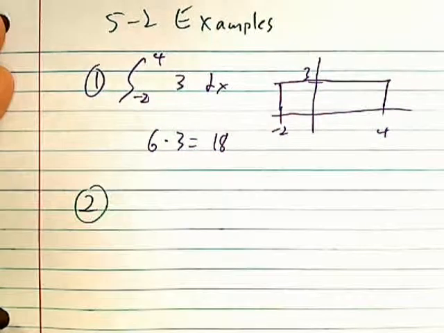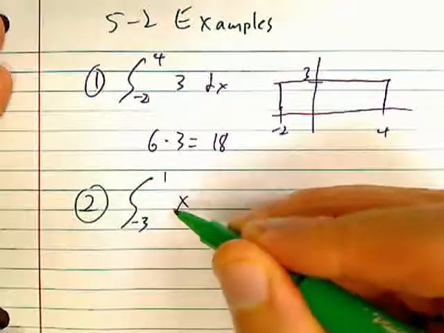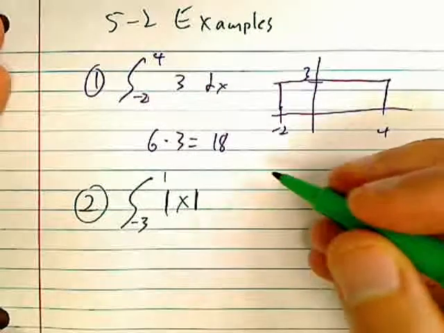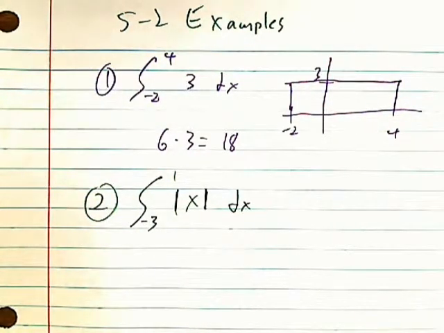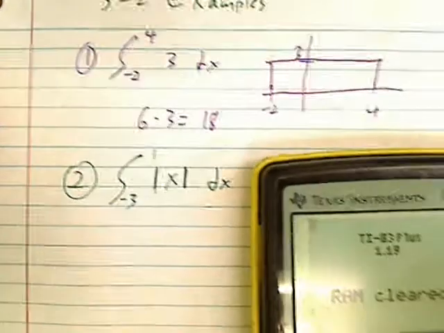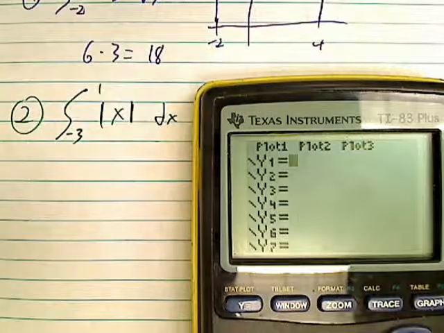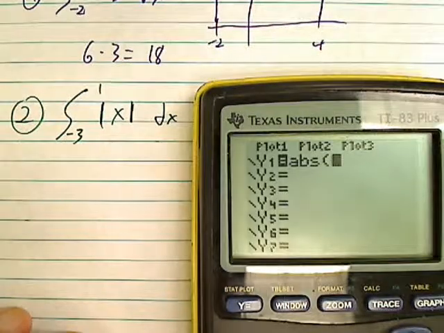Number 2. Let's look from -3 to 1 of the absolute value of x, something a little more exciting here, and then dx. And those x's should match. So if you don't remember, let me clear out my calculator real quick. Okay, now what does absolute value of x look like? Well, let's see here. Absolute value, math num, there's absolute value of x.